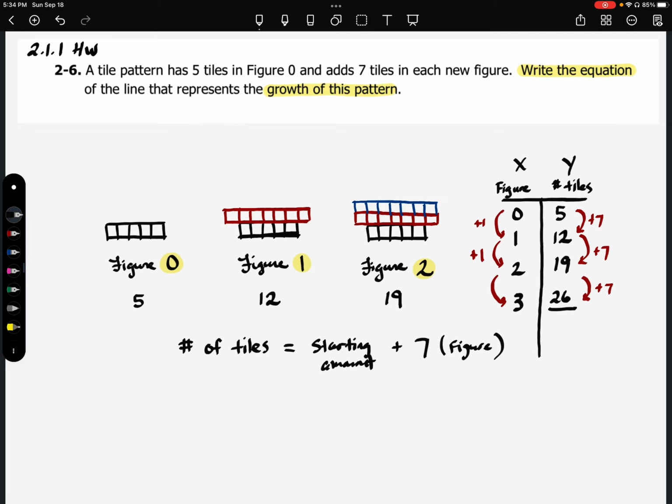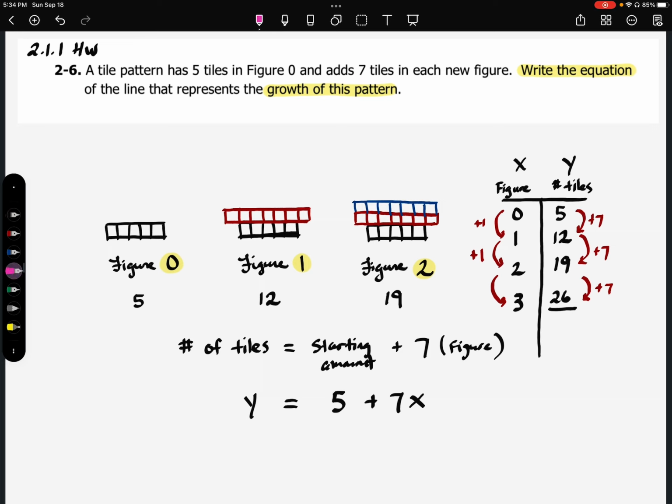So when we think about it in that respect, we're always going to start out with 5, and then if we add 7, if we wanted to figure out how many we would have, we could think of this as an equation saying y would equal, our starting amount was 5, and then we're going to add 7, right? We say for whatever number of figures we want. So x would be appropriate there.